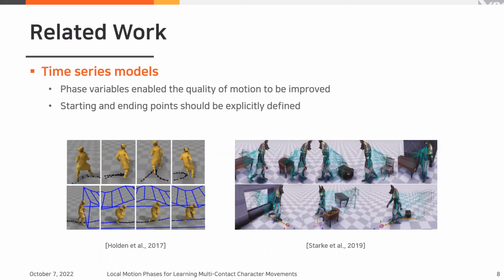Then time series models predict the current character pose from the previous motion and control signal. Using the phase variables, which represent the progression of the motion, the quality of the motion generated by time series model has been improved. Then the previous studies based on phase had to manually label the phase or define explicit rules about when the action starts and ends, which can be difficult and also sometimes ambiguous. So focusing on fast and dynamic movements, this paper aims to automatically compute the local motion phase of the individual bones.